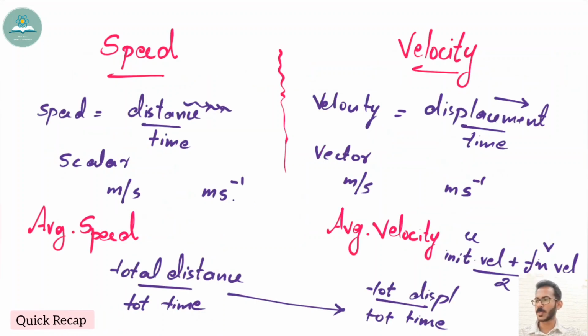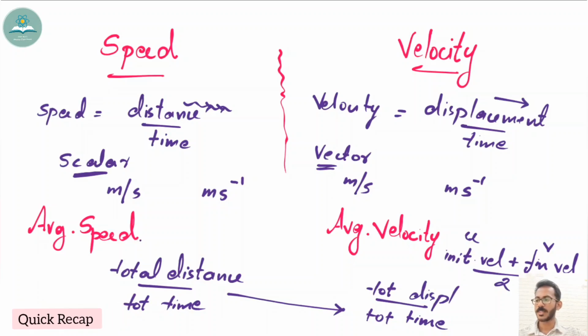Next is speed and velocity. Speed is distance by time. We know distance is a scalar quantity, so speed is also a scalar quantity. SI unit of speed is meter per second, also represented as meter second raised to minus 1. Velocity is displacement by time. We know displacement is a vector quantity which has direction, so velocity is also a vector quantity. Its SI unit is the same as speed, that is meter per second, meter second raised to minus 1.